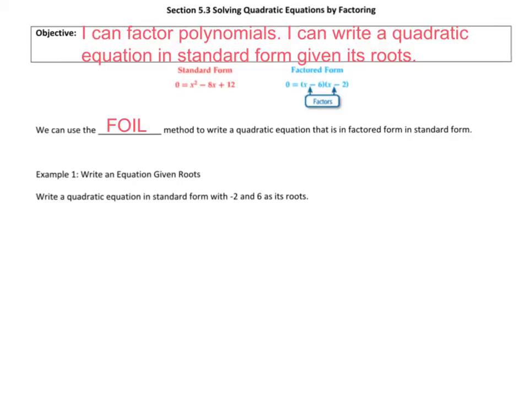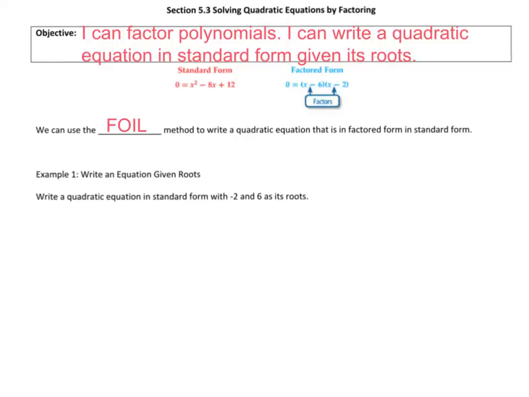This is section 5.3, solving quadratic equations by factoring. Our objective today is I can factor polynomials and I can write a quadratic equation in standard form given its roots. And here we can see that they gave us what standard form looks like.